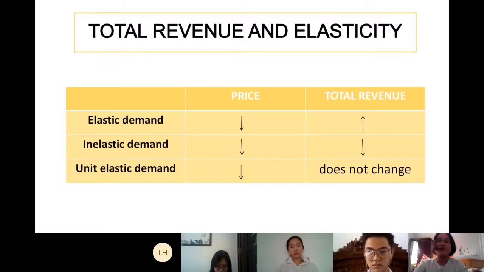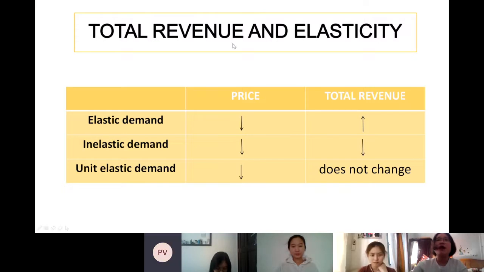Let's look at this table. First, about elastic demand. When the price goes down, the total revenue will increase. For example, this product has a really good substitute, but if we cut the price of our product, people will buy the cheaper item, or our price cut increases the quantity sold, and that increases the revenue.